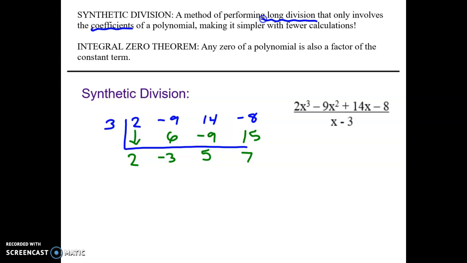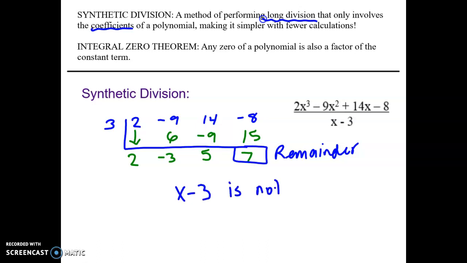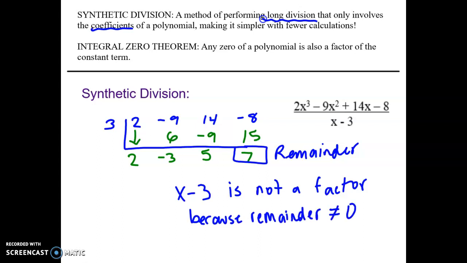But what does that 7 mean? That's my remainder, right? So, in order for this to be a factor, your remainder needs to equal 0. This one does not equal 0. So that means that x minus 3 is not a factor because the remainder is not 0.